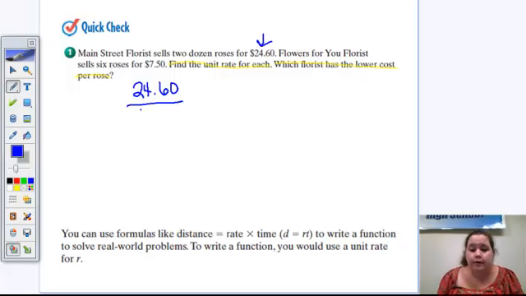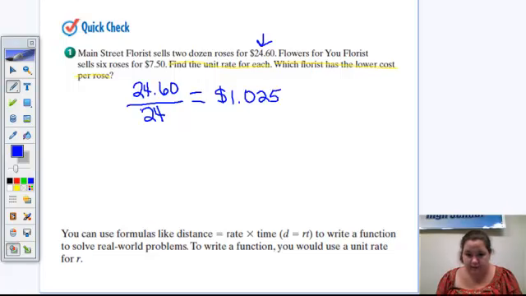So we're going with 2 12s, which is the 24. That makes your 2 dozen roses. And we're going to divide the 24 into the $24.60. Now, when you do this, and yes, I did cheat, I used my calculator. You may cheat on this one too. It equals, looking at my notes that I wrote down, $1 and 2.5 cents per rose.